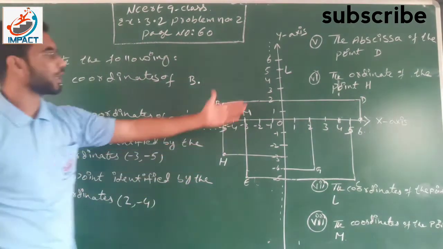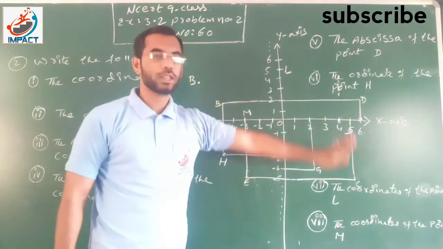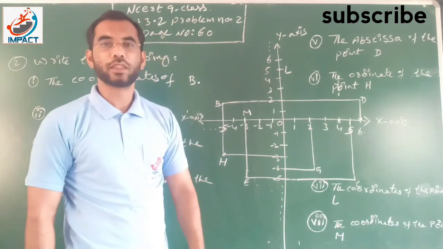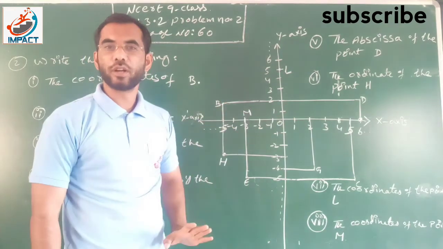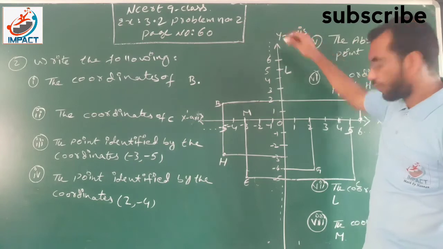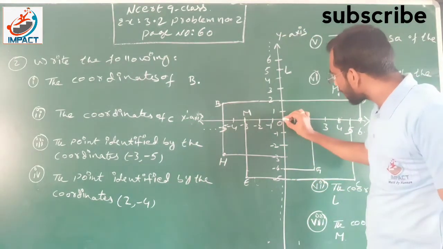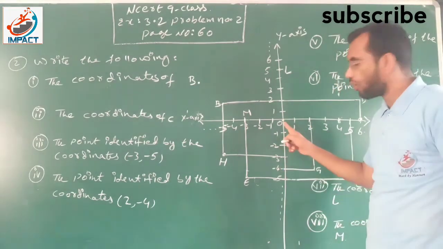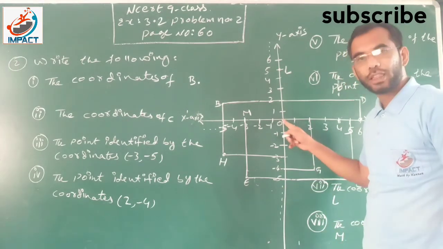So here I have a diagram. Horizontal is the x-axis, vertical is the y-axis. On the y-axis, upwards the numbers are always positive, and downwards the numbers are negative. On the x-axis, to the right the numbers are positive. This is the center. Where these two, horizontal and vertical, meet, it is called the origin.